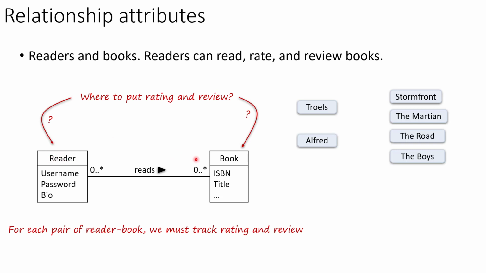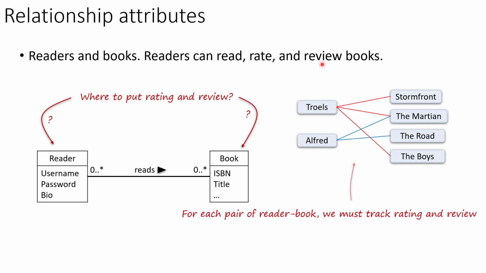Troels reader can read multiple books. Right? And Troels has read these books: Stormfront, The Martian, and The Boys. My Alfred reader can read multiple books, these two here. And then we can see that one book is read by multiple readers because The Martian is read by Troels and by Alfred. So that's where the many-to-many comes from. And each of these lines here is a reader-book pair, and each of these lines can have a rating and review. Right? Troels can review Stormfront, and Troels can review The Martian, and Alfred can review The Martian, and so on. So for each pair of reader and book, or one entity and the other, we want to keep track of the rating and the review.